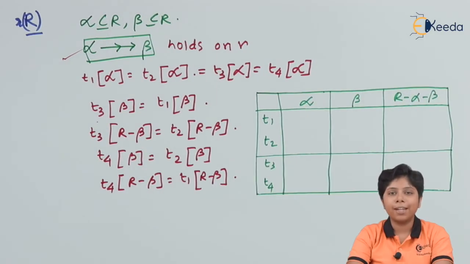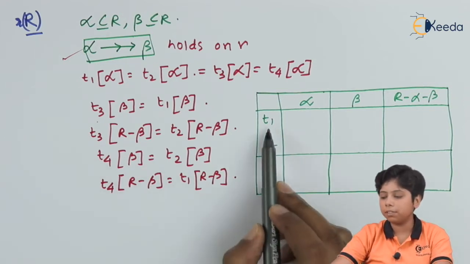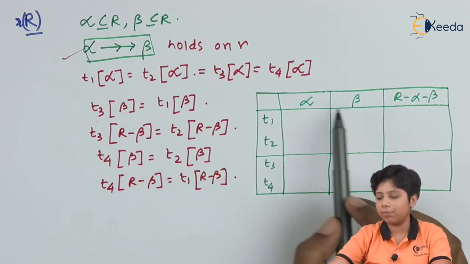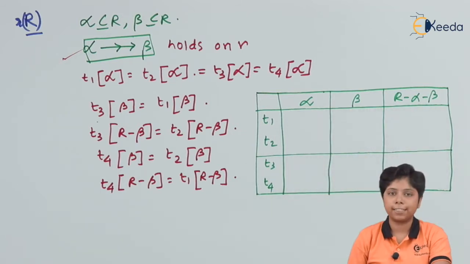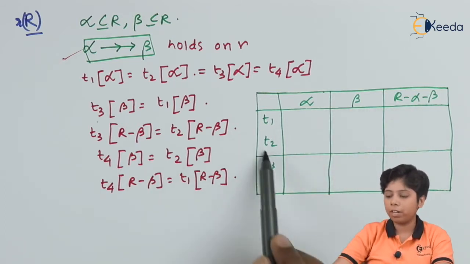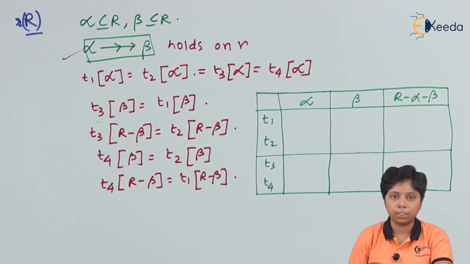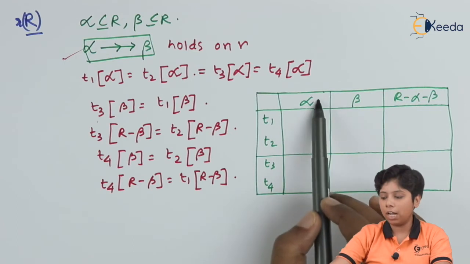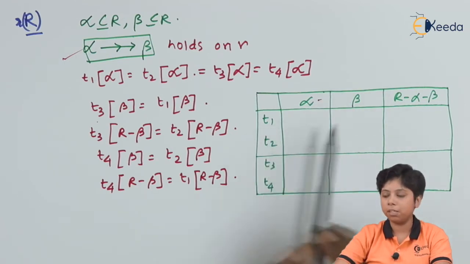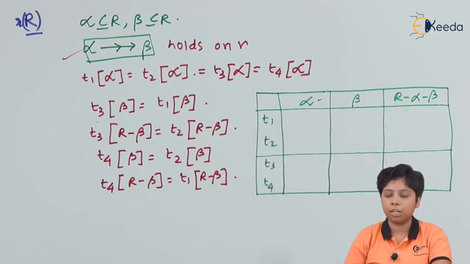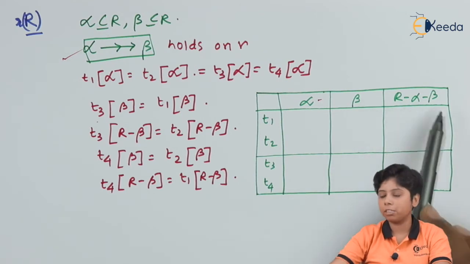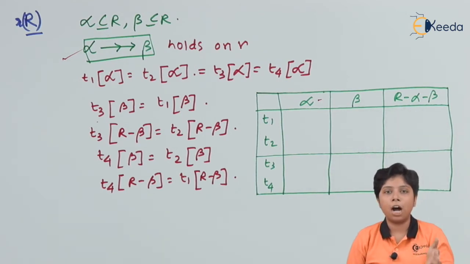Now, if we look at the tabular form, then we can see that we have got the tuples on the y-axis as well as the attributes on the x-axis. So the tuples T1 and T2 are the ones for consideration, and T3 and T4 are generated. Now we have got alpha, that is the defining variable, beta, that is the dependent variable, and R minus alpha minus beta, that means the R which consists of all the attributes other than alpha and beta.